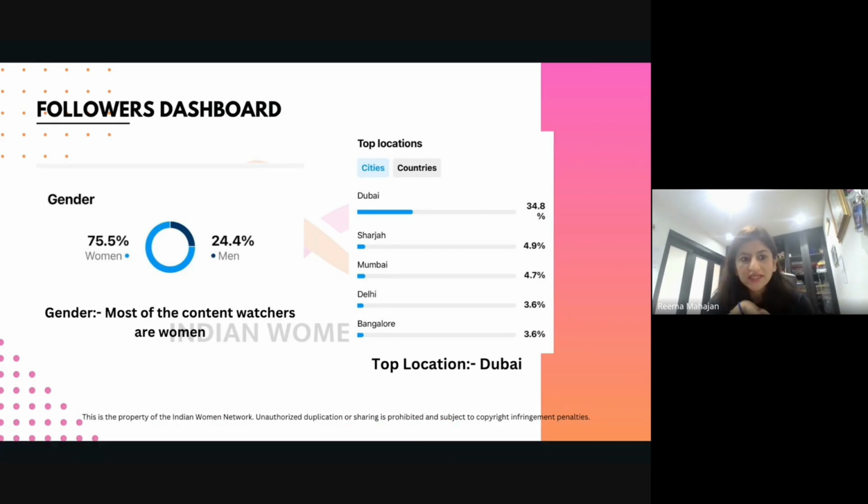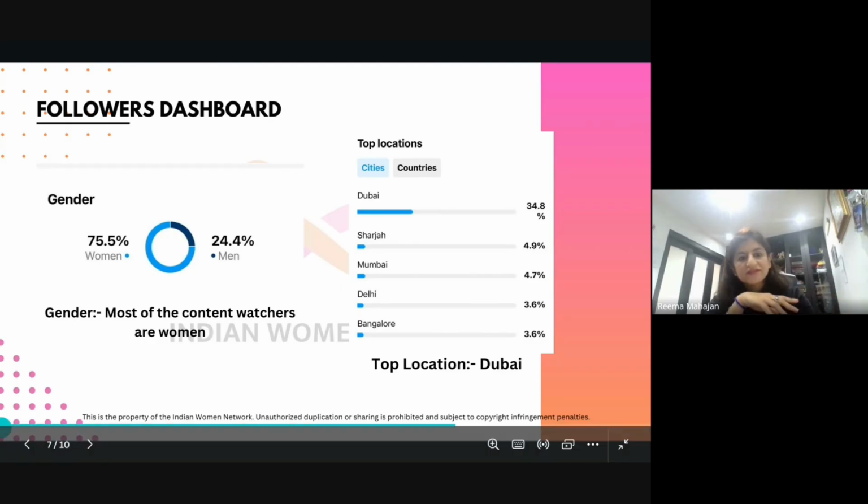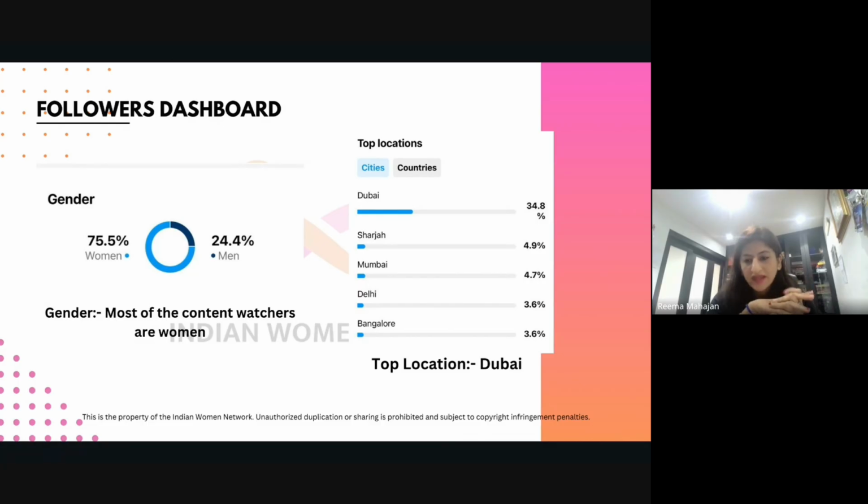Now the first thing it will tell you is the gender. So have a look. What's the split of women versus men in your gender category? For example, I've seen most of IWD is women for me, and I target my work all around women. So mine is pretty much 75% women and 25% men. 84% women. Yes, Vandana, you have a question?